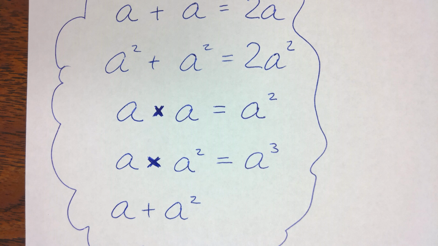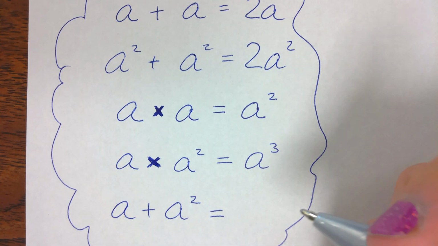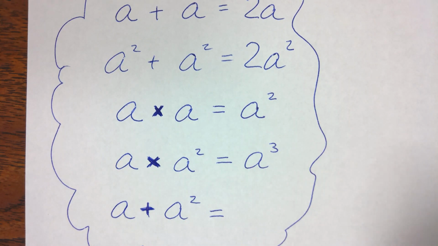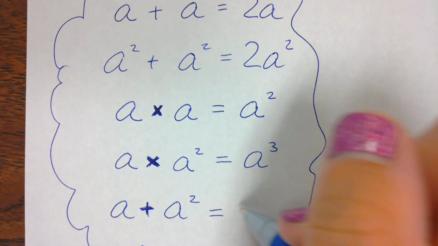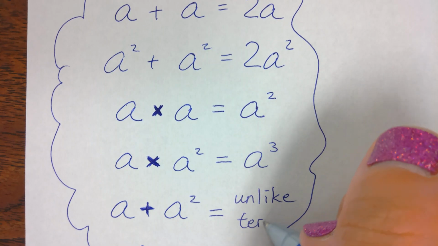Jason, what do you think? Tricky question. It's just A plus A squared. Good. Why can't I mix them? Because it's plus all the time. Right, it's adding. Remember what we kept saying? It has to be the same type. Here they're not the same type. They're unlike terms, so I cannot combine them.